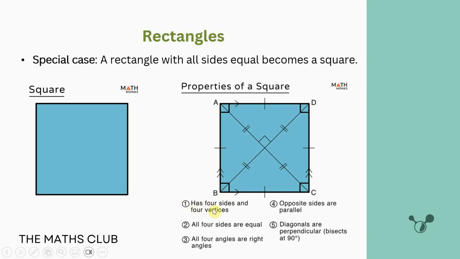First is that it has 4 sides and 4 vertices, just like a normal rectangle. All sides are equal. Unlike a normal rectangle where opposite sides are equal, in a square all sides are equal. You can see this one mark, one mark, meaning that all the sides are equal in length. All 4 angles are right angles, just like a normal rectangle. Opposite sides are parallel, just like a normal rectangle. And diagonals are perpendicular, and they bisect at 90 degrees.